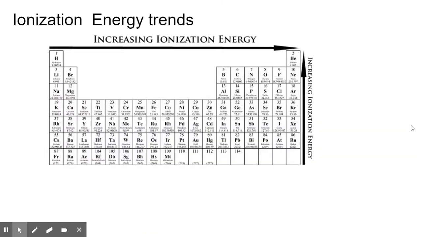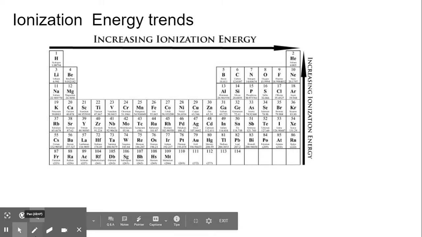Okay, so let's go ahead and go into our trend here. Ionization energy is the first trend we're going to explore. So what is ionization energy? Ionization energy is the energy needed to remove an outer electron. So we've gone over this already, right?